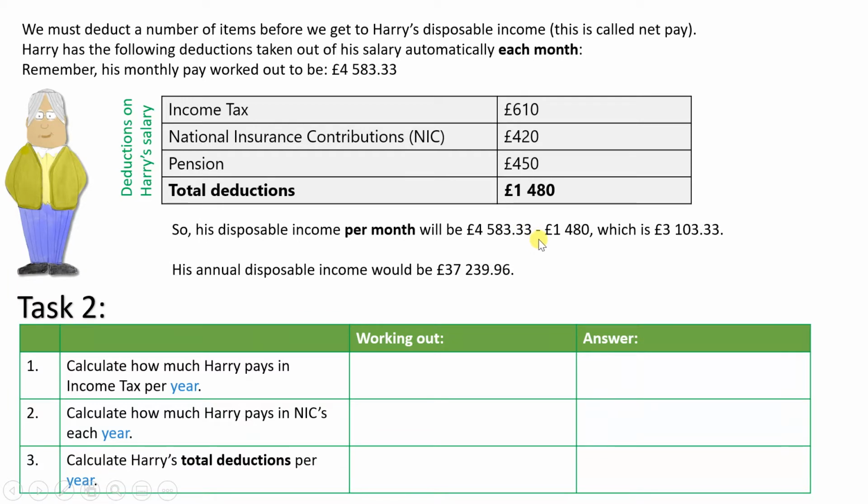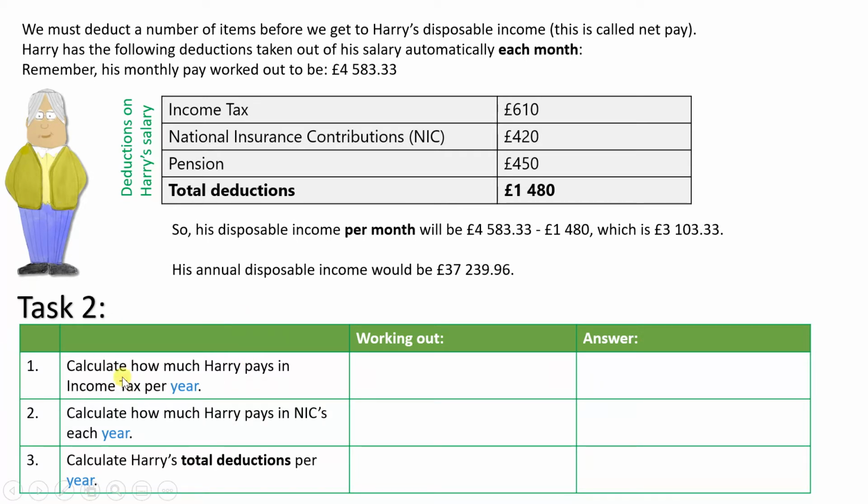So his disposable income per month would be £4,583.33, his monthly gross pay, minus £1,480, which is his total deductions, which gives an answer of £3,103.33. His annual disposable income would be £37,329.96, because we have taken that monthly disposable income and multiplied by 12 to get a yearly amount that he's able to spend after the deductions above.